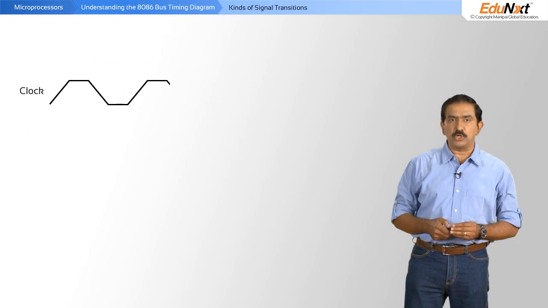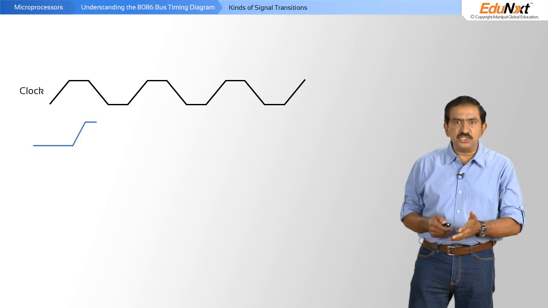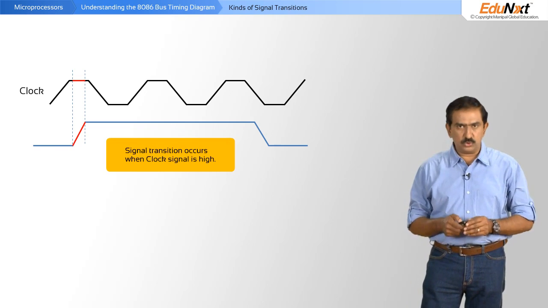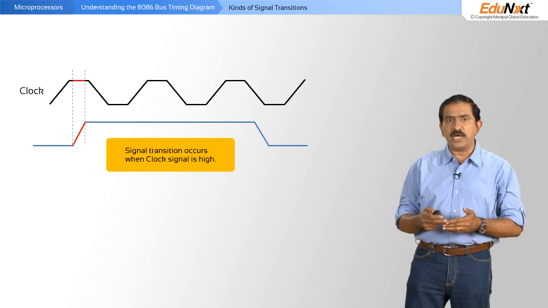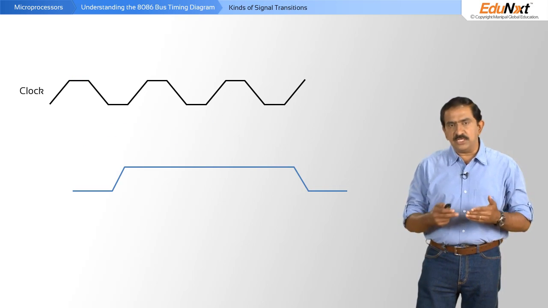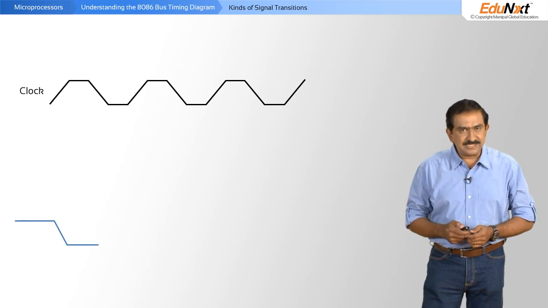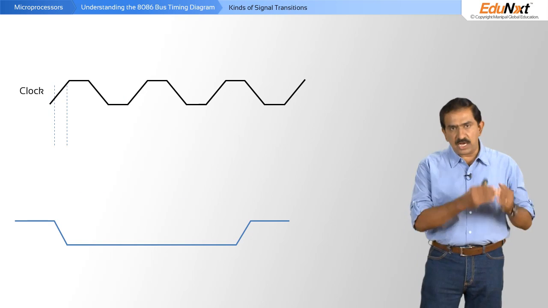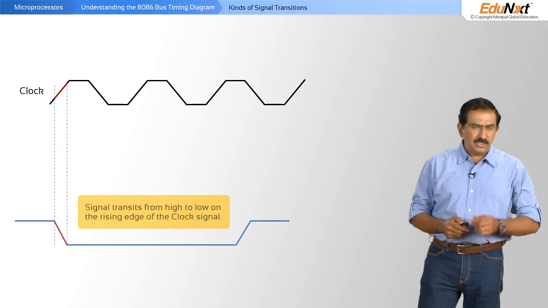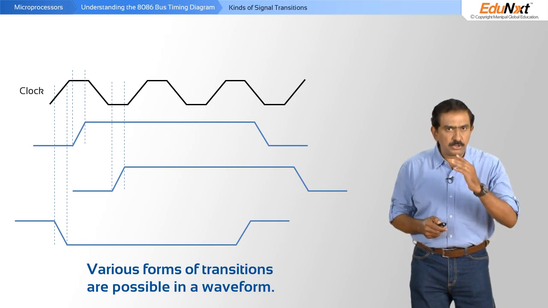So this is an example of a clock signal. A clock signal in this case shows a transition from low to high when the clock signal is at high. So a signal is transitioning from low to high when the clock signal is high. In this example, a signal is transitioning from low to high when the clock signal is low. A third example is a transition from high to low on the rising edge of the clock signal.